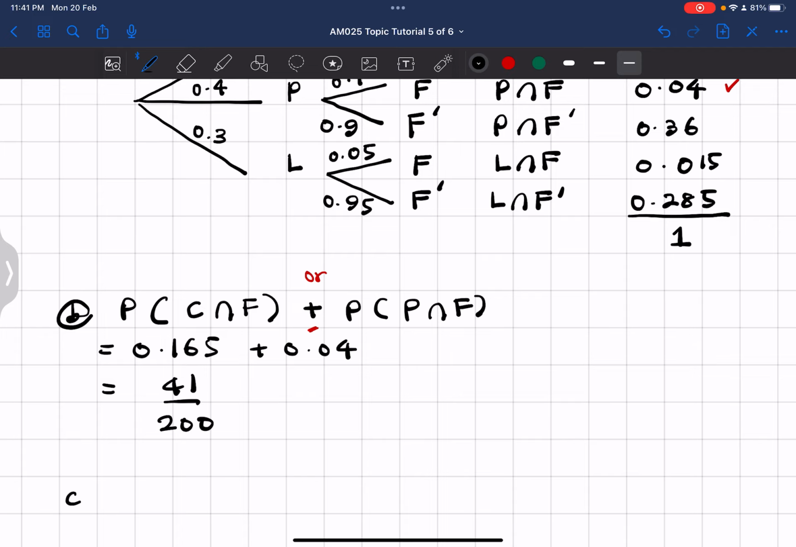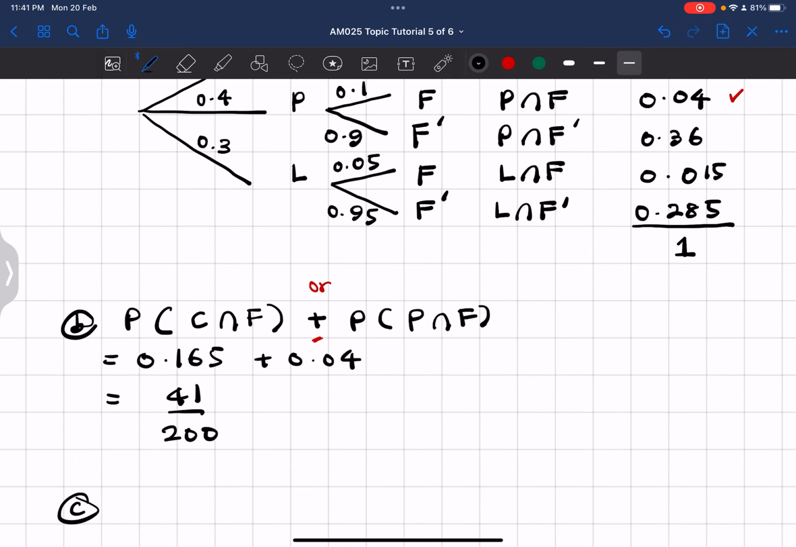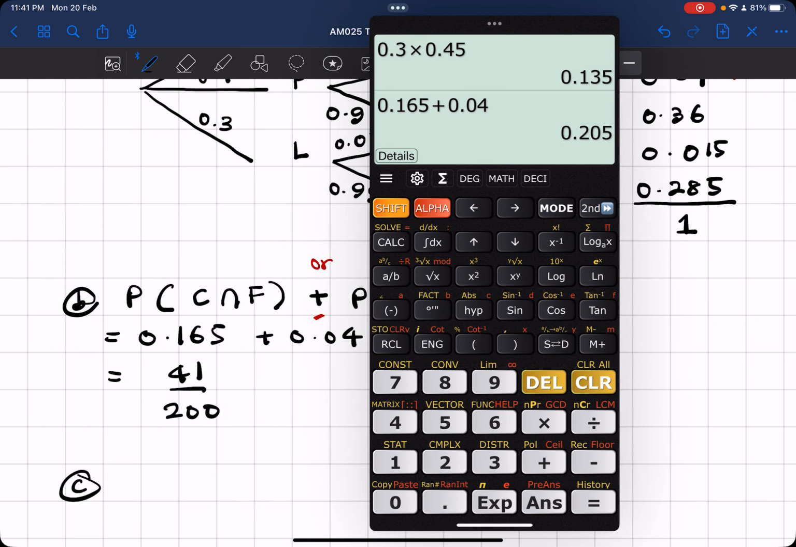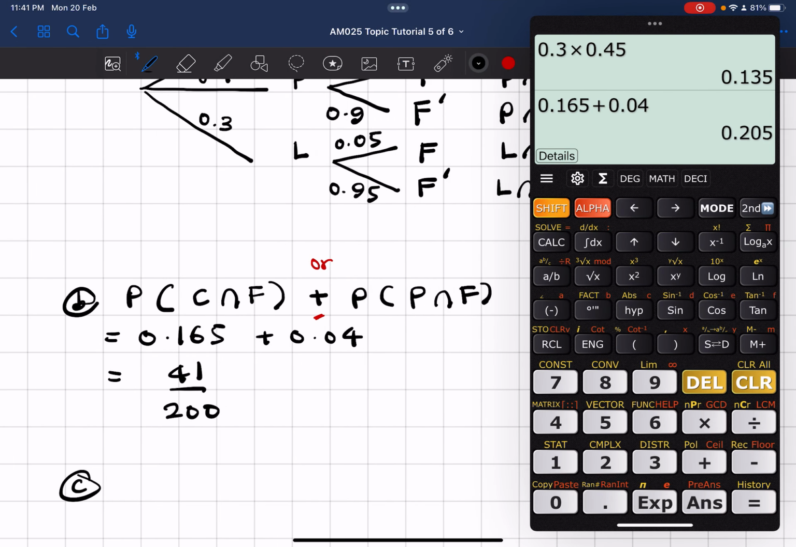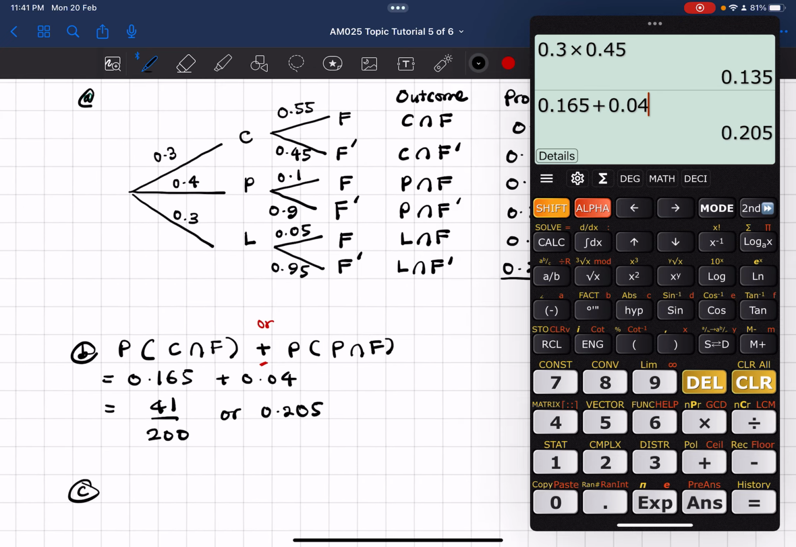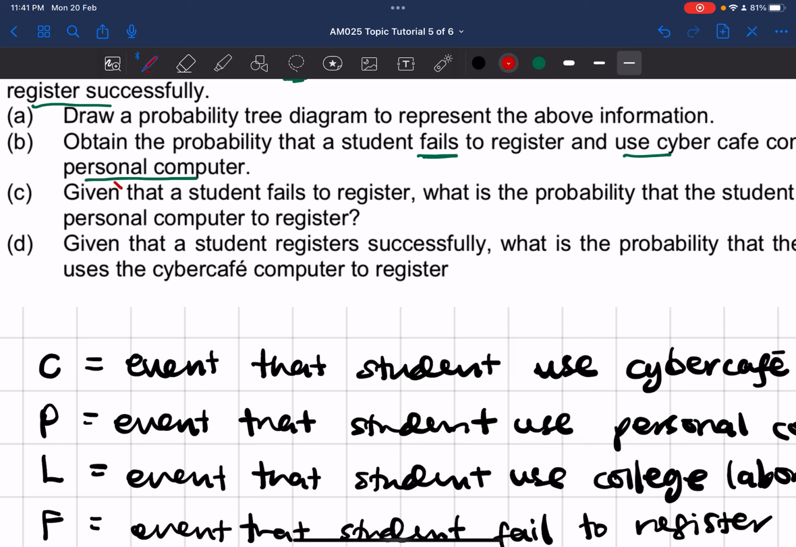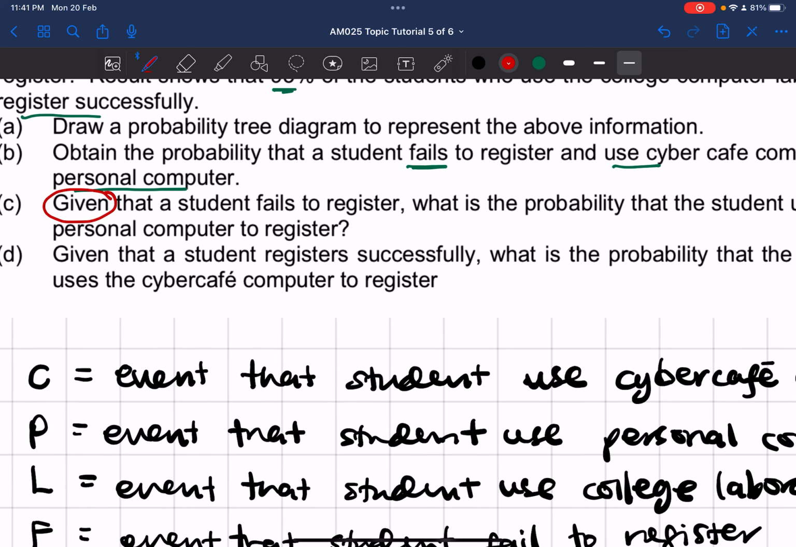Okay, so for this question C, what is the question C? Given, that's the keyword here, so this is a keyword for conditional probability. Given that a student fails to register, what is the probability that the student uses the personal computer to register?